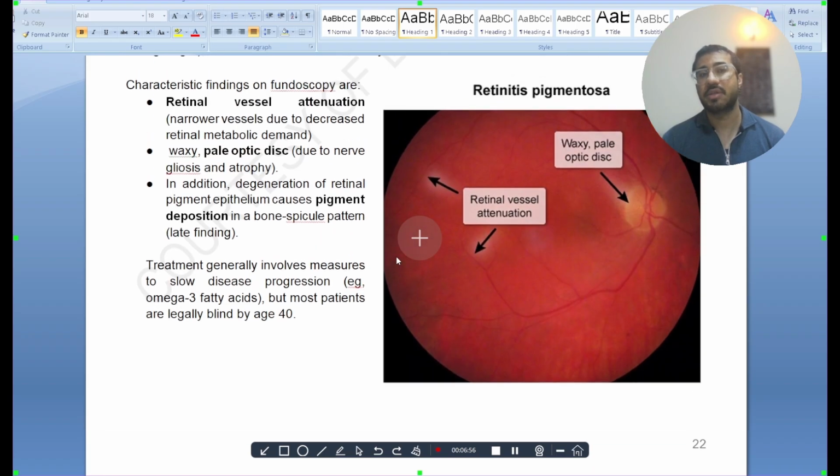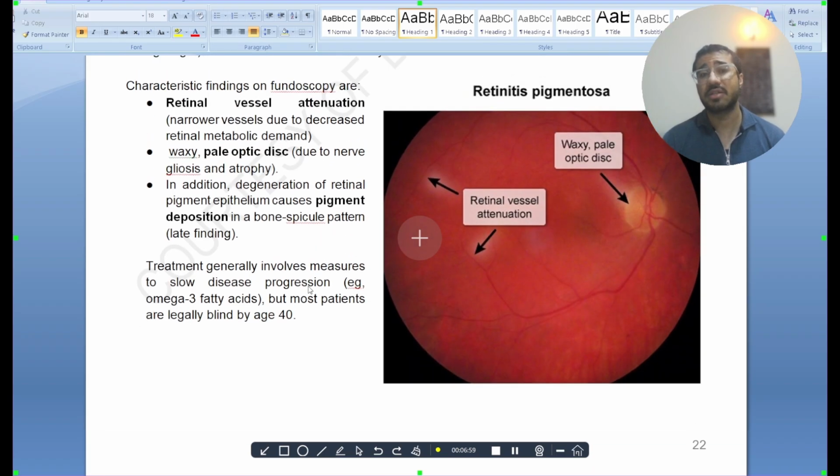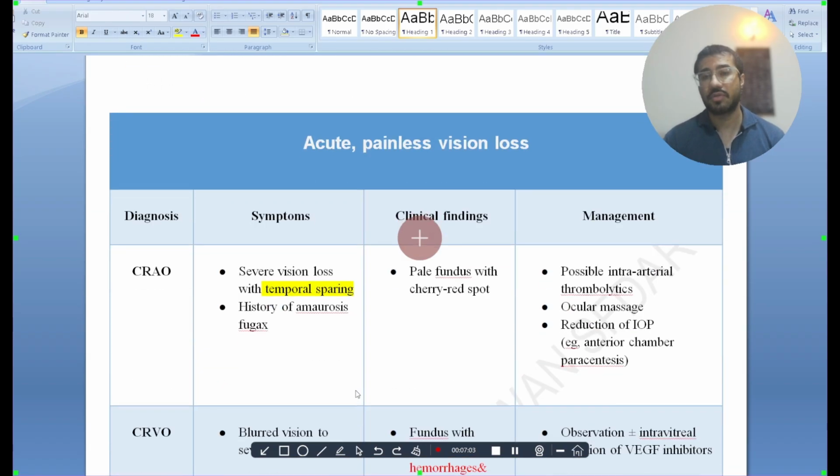But as far as STEP 2 CK is concerned, omega-3 fatty acids slow down the disease progression. There is no cure and there is no absolute treatment.